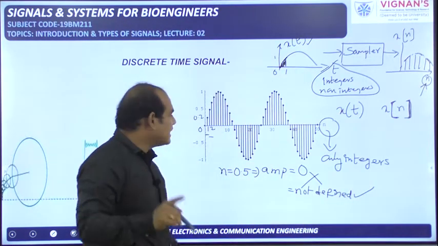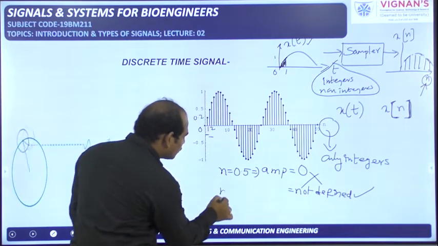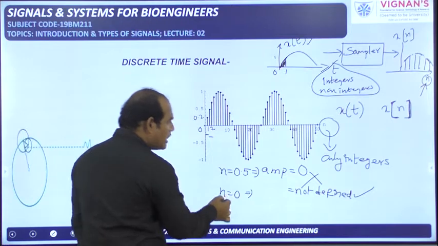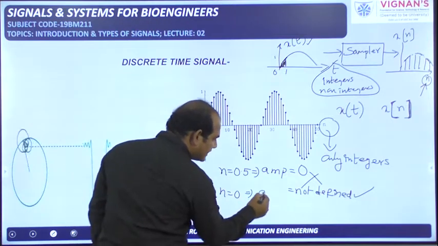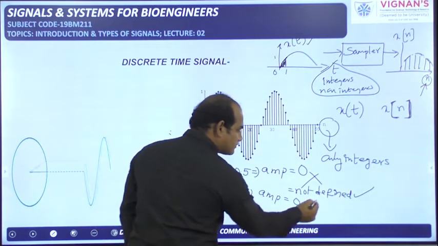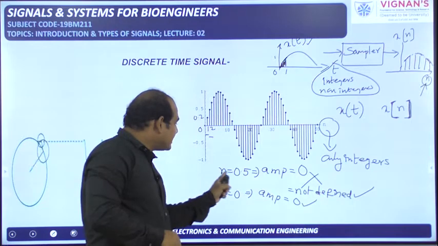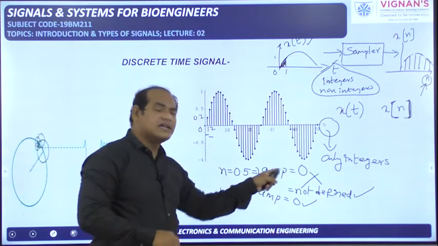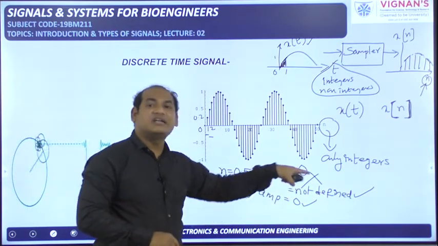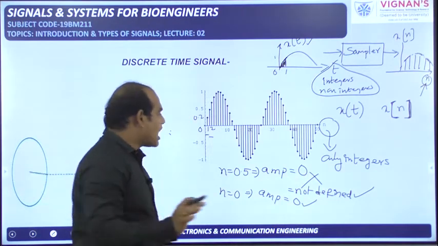Previously, I have told that 0 is also a defined value. So, if you take n equal to 0, what is the value of the amplitude? You can tell the amplitude is 0. This is correct. At n equal to 0, the amplitude is 0. But at n equal to 0.5, the amplitude of the signal is not defined. You should tell like that. The amplitude is not equal to 0.